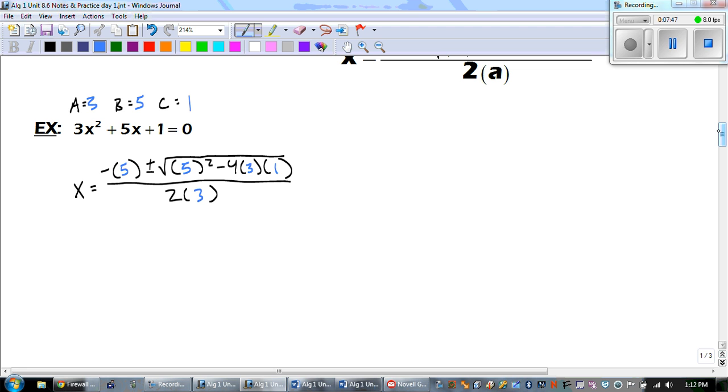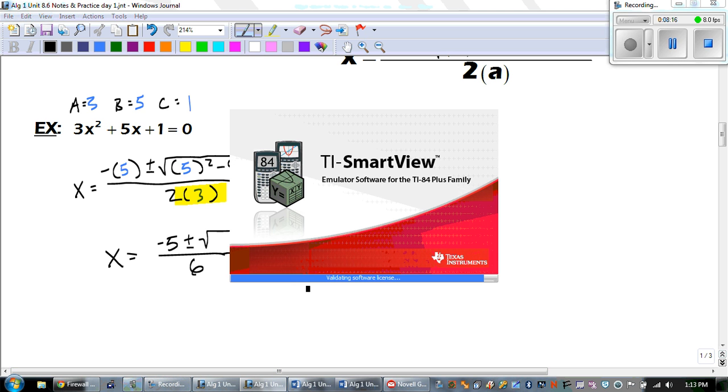Okay, now as we're solving this, we're only going to do this a little bit at a time. I know that the opposite of 5 is -5. I'm going to have to do plus or minus something. I know that 2 times 3 is 6. So now I'm just going to plug that bottom part into my calculator.